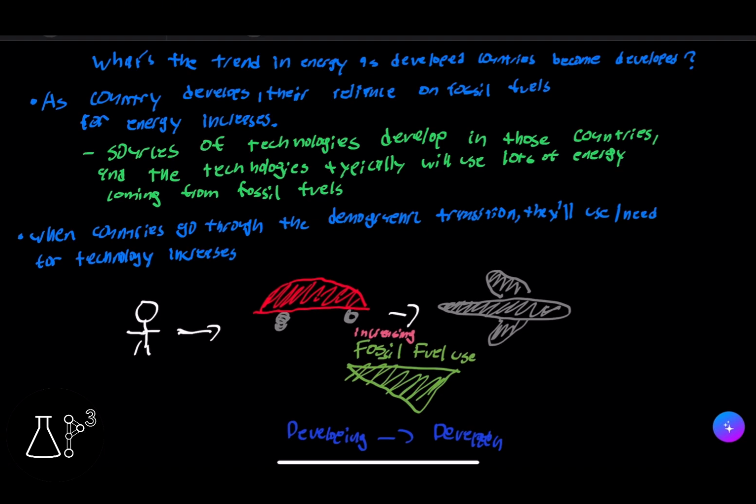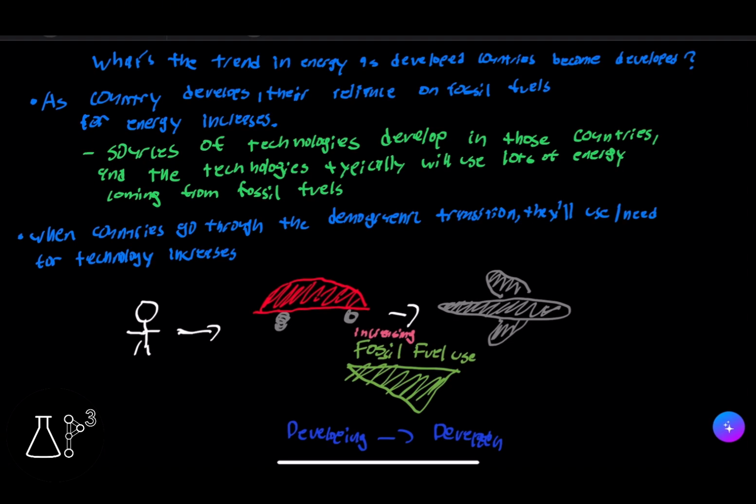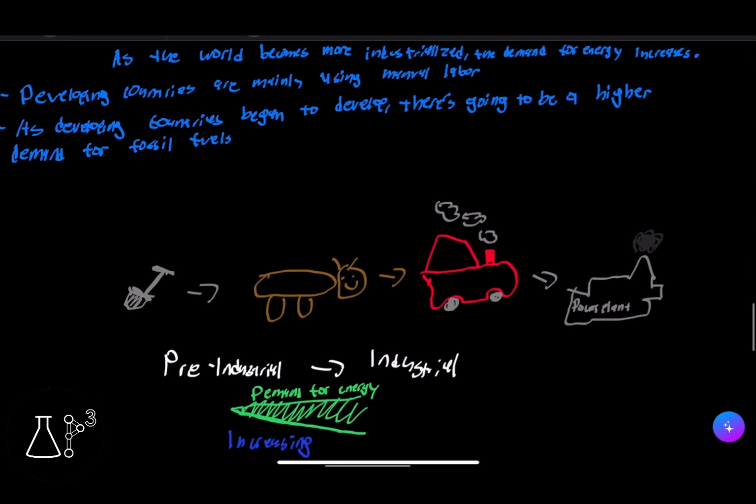So as countries develop, their reliance on fossil fuels for energy increases, and technologies are developed in those countries, and the technologies typically will use lots of energy coming from fossil fuels. And when countries go through a demographic transition, they'll use more technology, and the need for energy also increases. So as the world becomes more industrialized, the demand for energy increases.